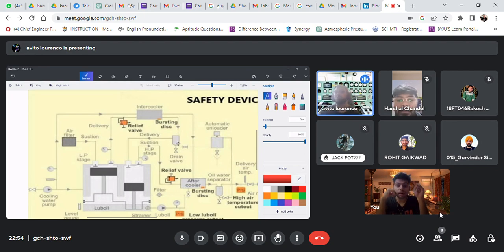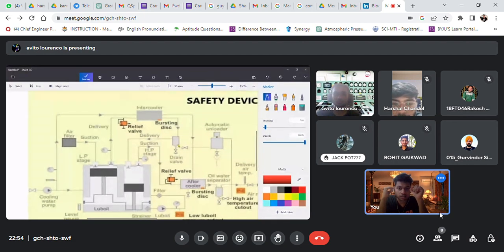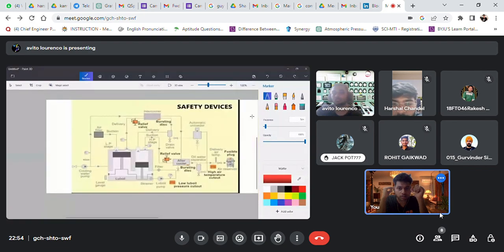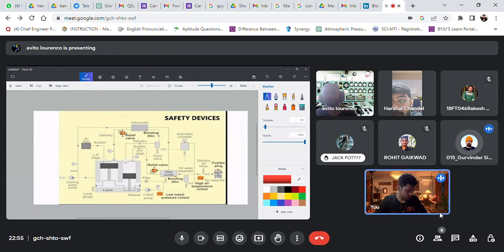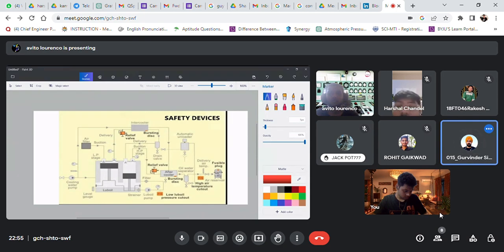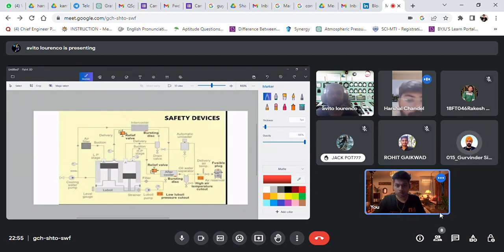I didn't get my answer. After the bursting disc bursts, does the system still run or stop running? As mentioned by Gurvinder and Harshal, it will stop. There is some kind of trip. Imagine some sensor: there is an alarm and trip. The alarm will also come and it will stop the system. What is the name that the system stops? There will be a trip. I don't know the exact name. Let me just check.